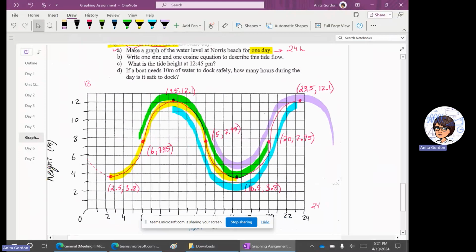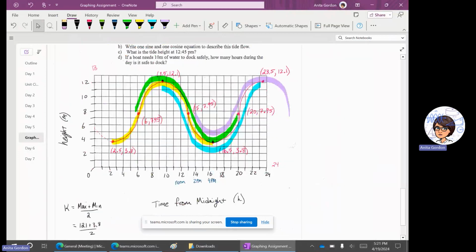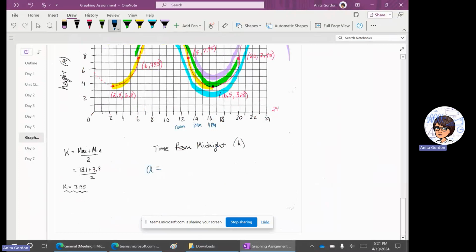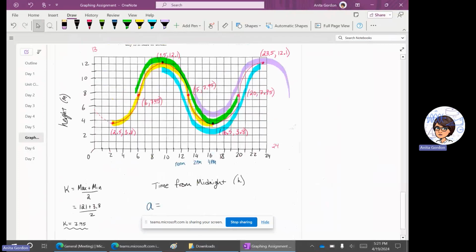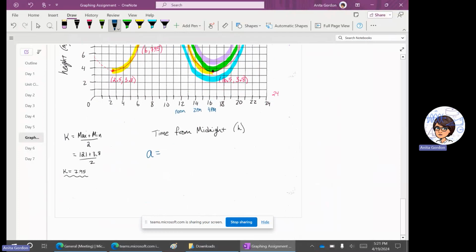Some things to remember when we're writing trig equations. The amplitude is going to be the same for any of these equations, because we're not changing what the graph looks like. We're just changing how we write the equation. But all of the equations that we write have to make the same picture. Okay, so the amplitude, the height of the wave, the maximum value, is going to be the same for all of our equations.